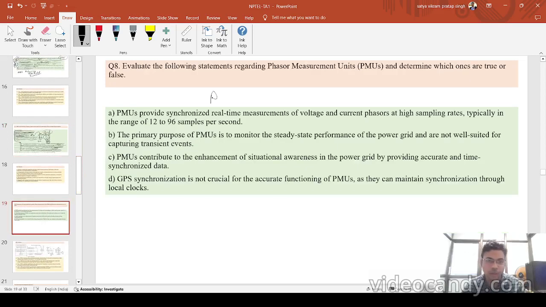This is related to the PMUs. I will explain what the PMU is. If you have a basic understanding, you can go through this question, and I will explain what the PMU is and what its working is. Guys, please try. Any answers? This question is important, related to PMUs, real-time monitoring and real-time data exchange.